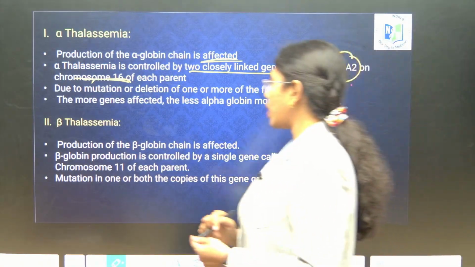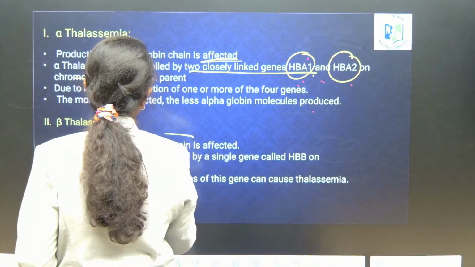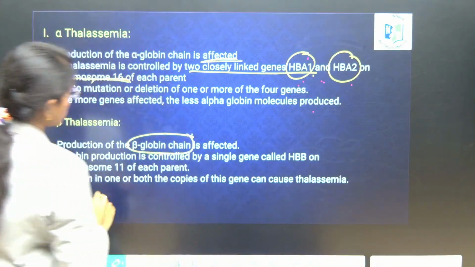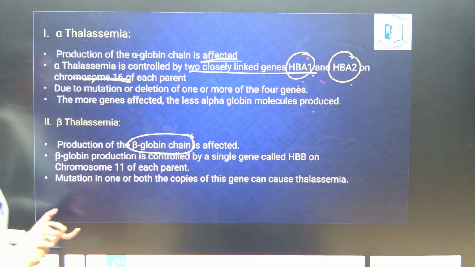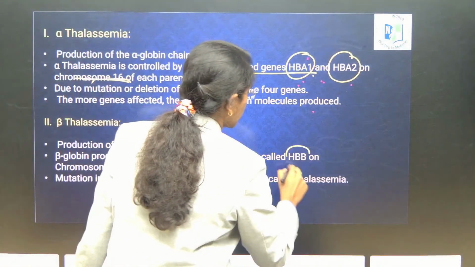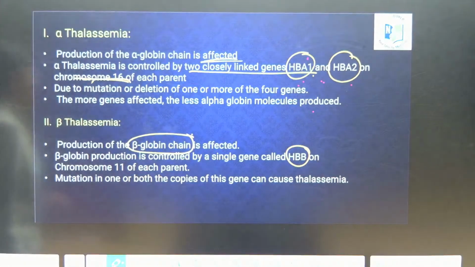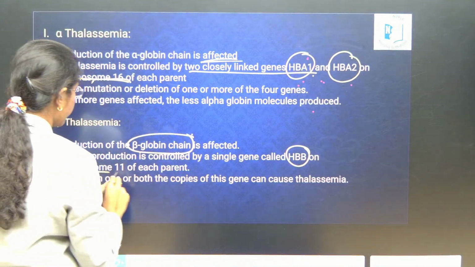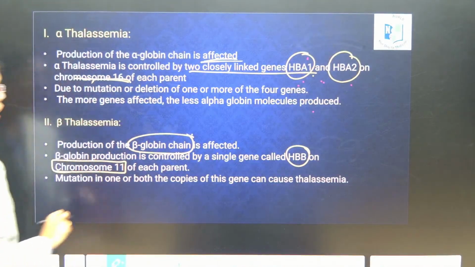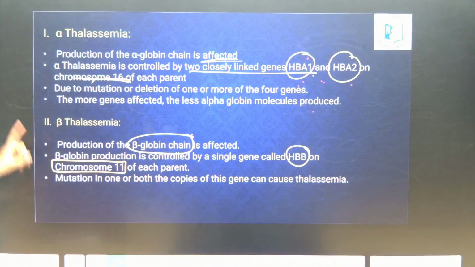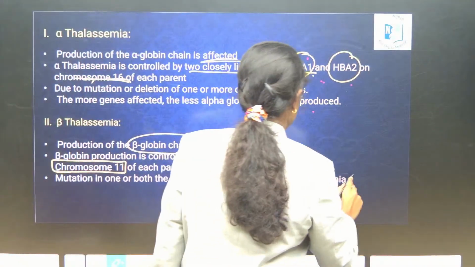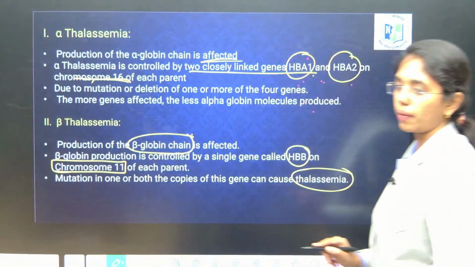Beta thalassemia, if you see, production of the beta globin chain is affected. This beta globin production is controlled by a single gene, HBB, on chromosome 11, on the chromosome 11 of each parent. Mutation of one or both copies of this gene will cause thalassemia. Fine, right?